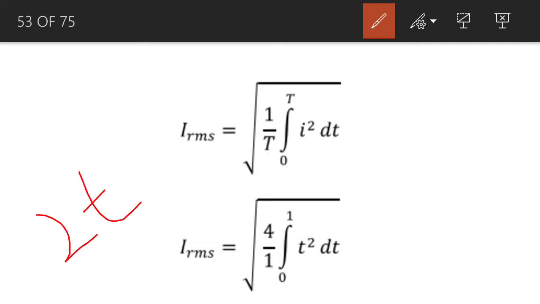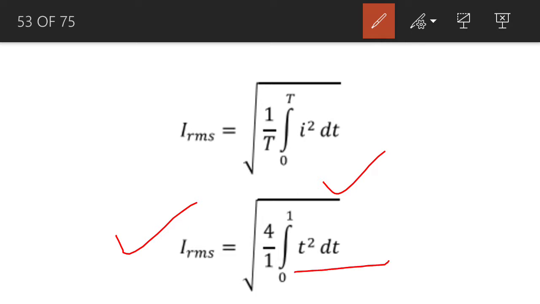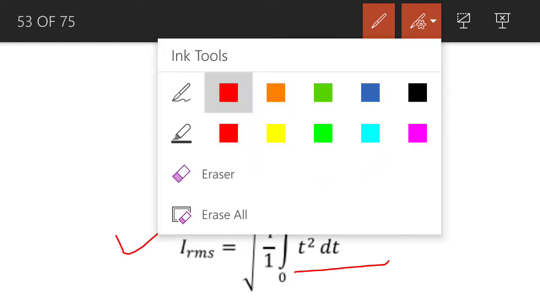So we put the value of the current in this particular equation. The root mean square value of the time varying current will be equal to under root 4 by 1, where 1 is the time period. Then we have the integration from 0 to 1 of t squared dt. And we know that the integration of t square is t cube by 3.